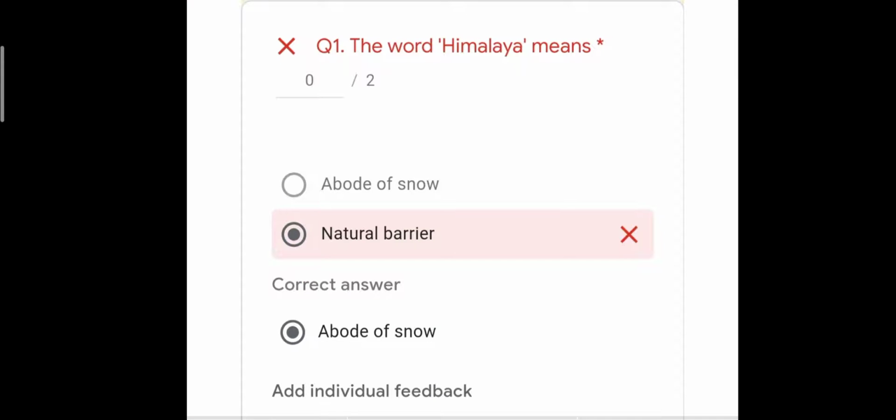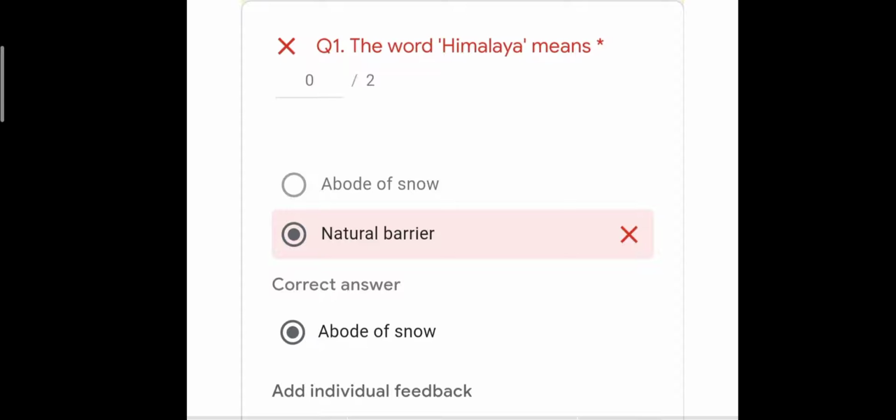Now coming back to the test paper, the first question was: the word Himalaya means, there were two options, abode of snow and natural barrier. So the term Himalaya means abode of snow or home of snow. Abode means home. This is the correct answer because Himalayas is always covered with snow. It is covered with snow throughout the year. That is why the meaning of the term Himalaya is abode of snow.